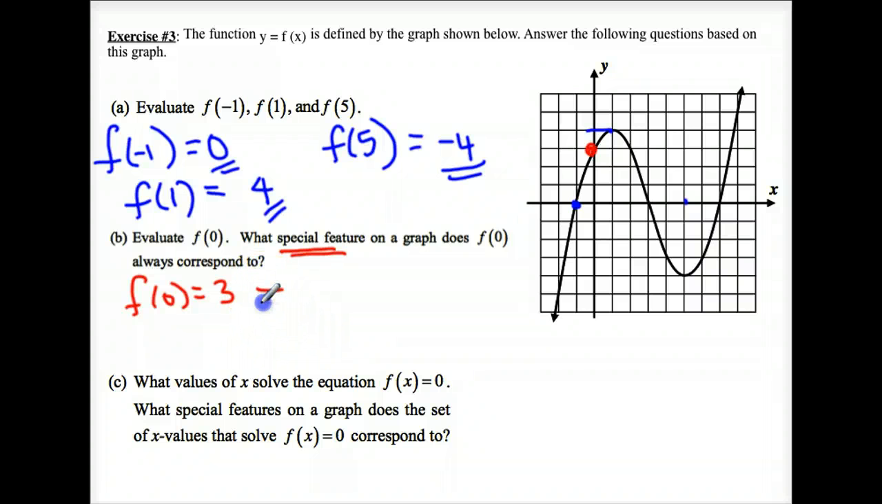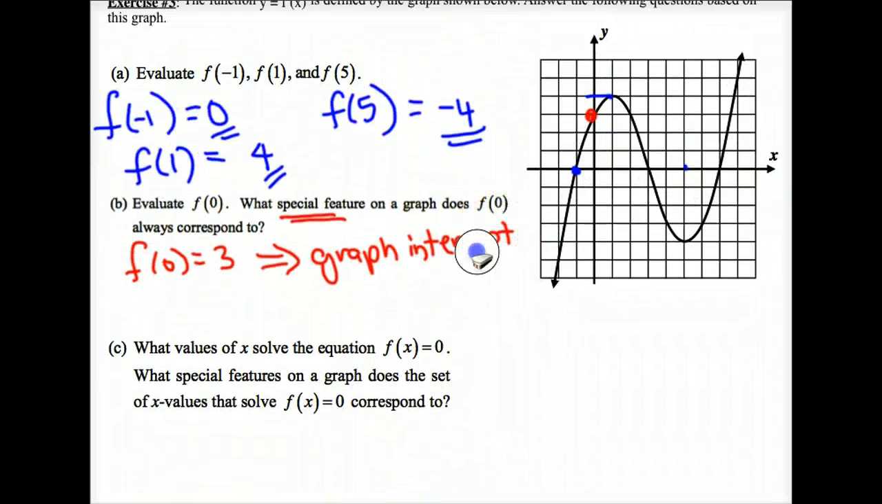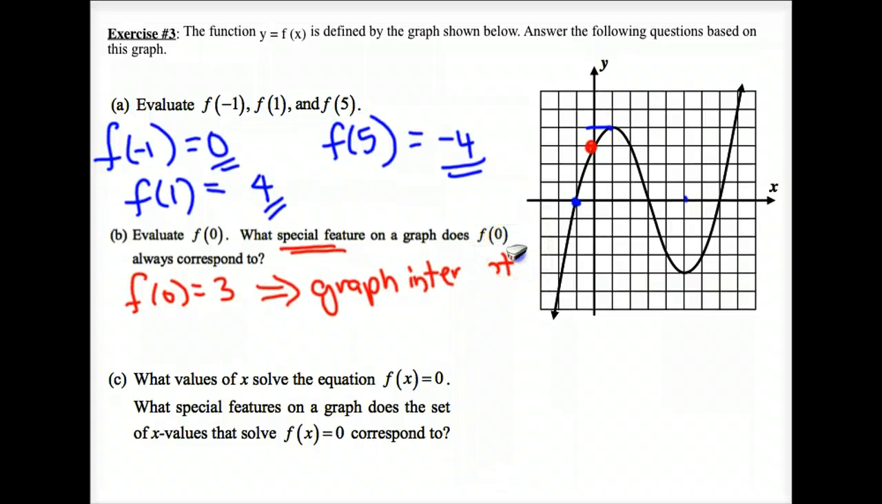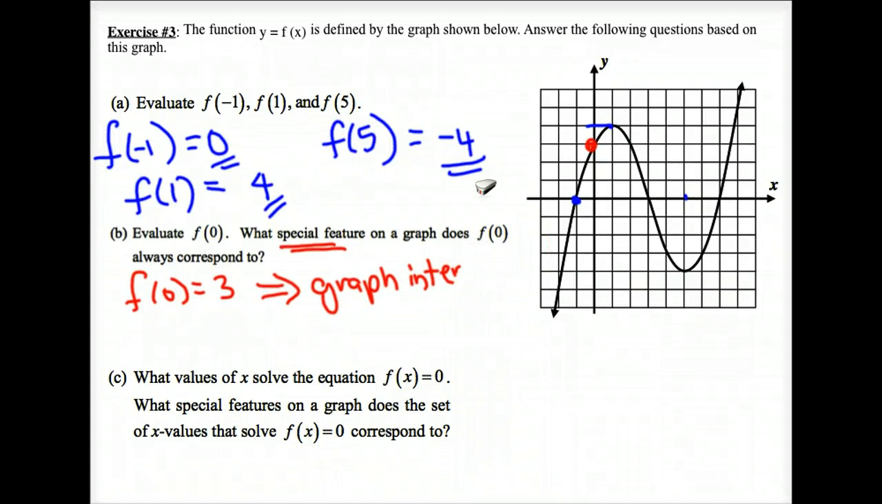This is always where the graph intersects the y-axis. So f of 0 is always going to be where this graph intersects the y-axis.